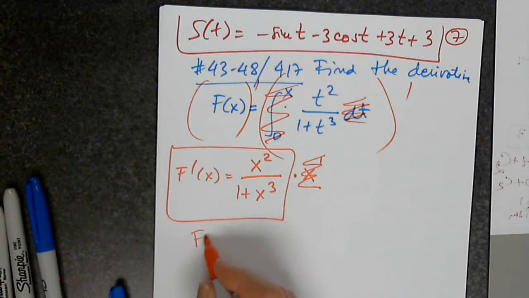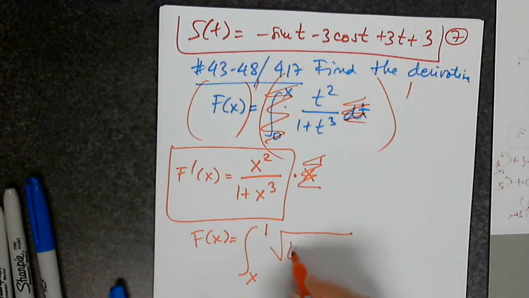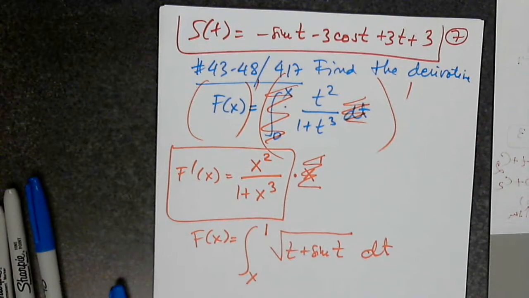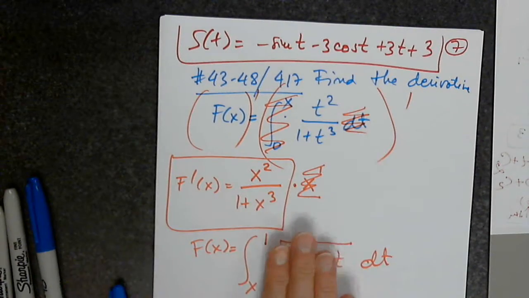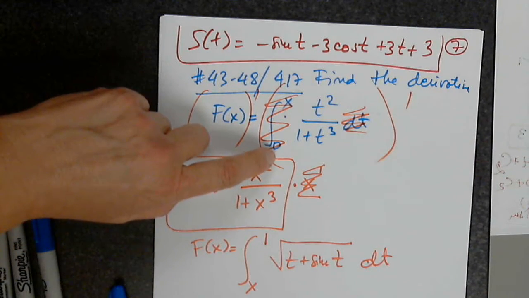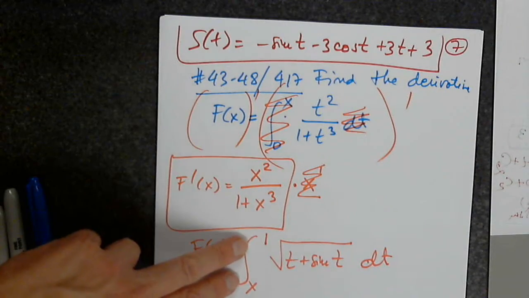Next one. F of x is the integral from x to 1 of the square root of t plus sine t dt. I have a problem here. What is the problem that I'm encountering? Compare with the previous one. It starts at x. Exactly. It should start at 1 and go to x. The bottom limit of integration must be a number. I don't care which number. It must be a number. This is not the case here.